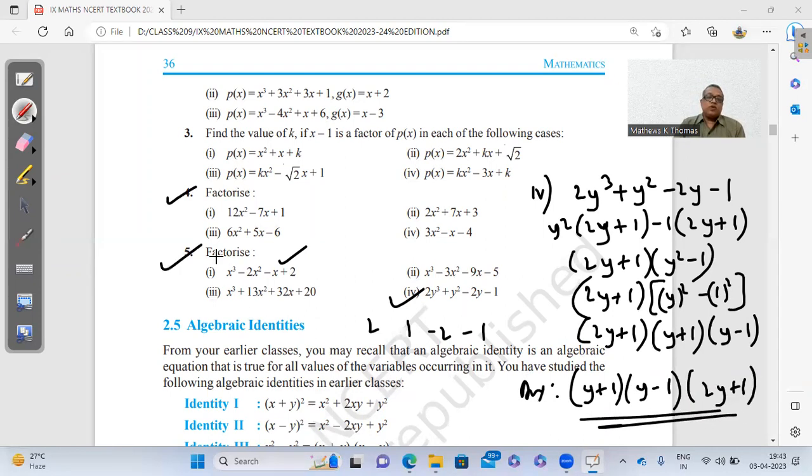So question number 4 and 5, again, I'm telling you this is important. Please go through this. And in the next class, we'll be starting algebraic identities.